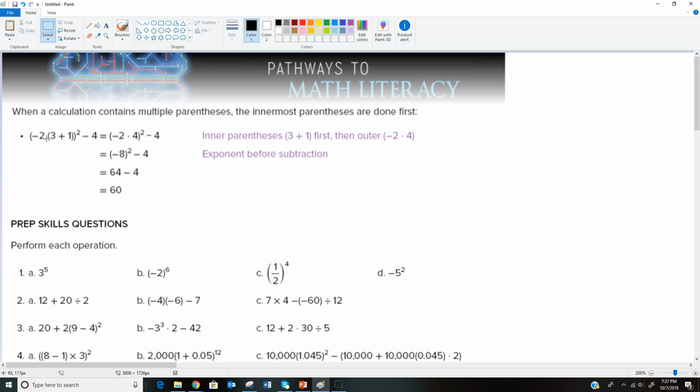So then our last one here, we've got two sets of parentheses for this one.